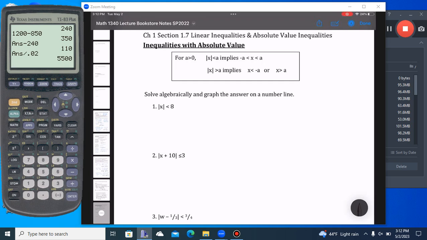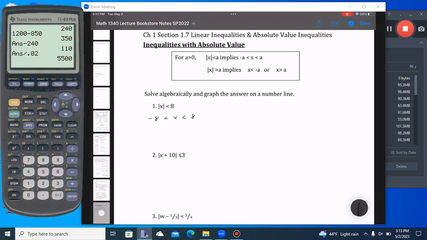Okay, so in that first one, absolute value of x is less than 8. That means x has to be between negative 8 and 8 in order for that to be true. In order to take the absolute value and get a positive number that's less than 8, well, your x has to either be a positive number less than 8 or a negative number greater than negative 8.